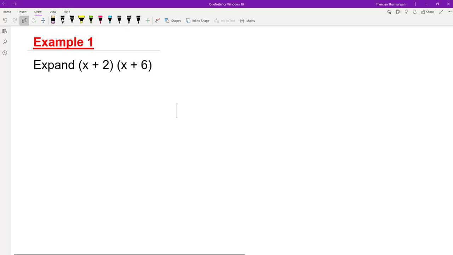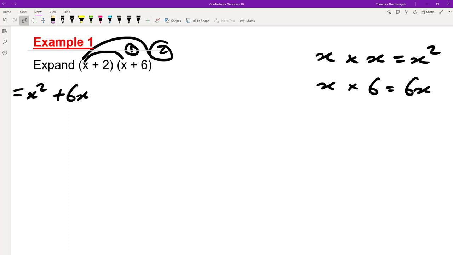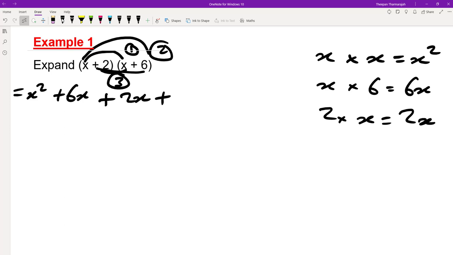Okay, welcome back. So we've got the first step, x times x. So x times x equals x squared. Second step, x times 6 is 6x. So that gives me x squared. I've got 6x here. Third step, 2 times x, which is 2x. And the fourth step, 2 times 6, which is 12.